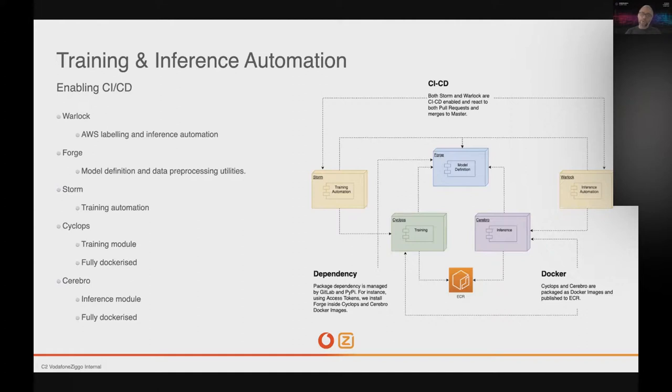So when we deploy it to AWS on a GPU instance, it just fetches a Docker image from AWS ECR, the Elastic Container Registry, runs the container on the GPU, starts the training, and afterwards we dump the model on S3. And the inference is also Dockerized, and it's a separate model module.